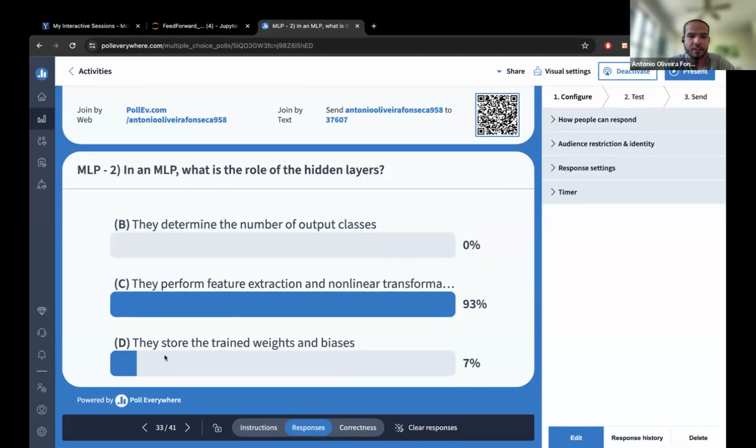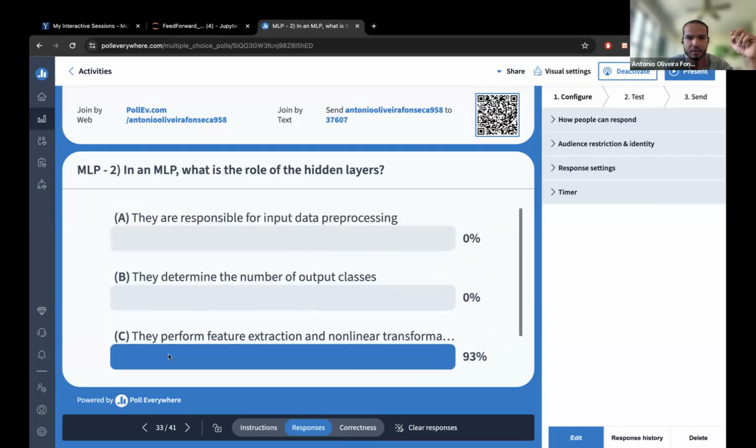Okay. They store the trained weights and biases. I can see why people think that's the case, right? But the weights and biases are stored throughout, right? So that includes also inputs and outputs. So that's not just hidden layers. So that's not entirely accurate.